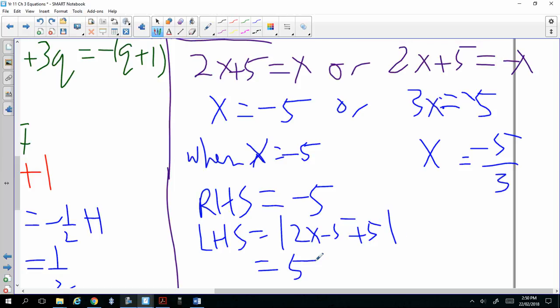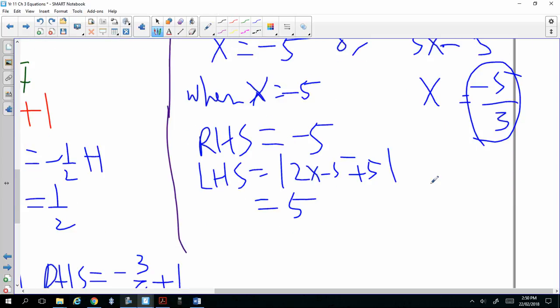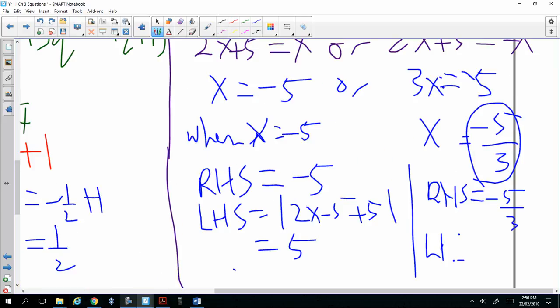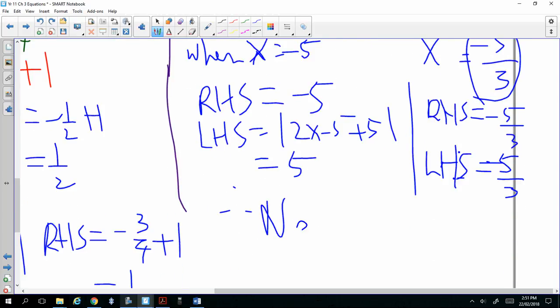Also you can check this one. The right hand side is negative 5 over 3, and if you do the left hand side, you should get exactly the same thing, except it is positive 5 over 3. So it's not a solution, therefore no solution. Right, done. Okay, so those are the absolute value equations.